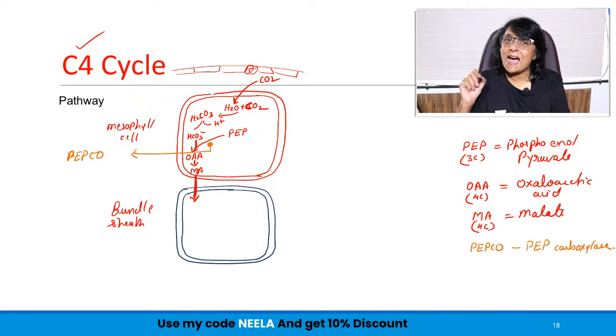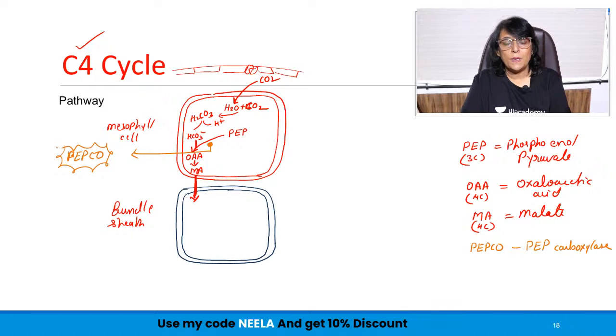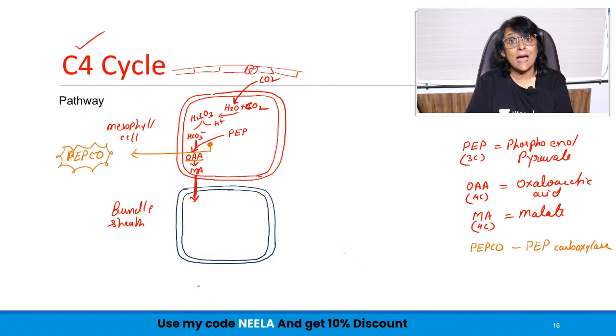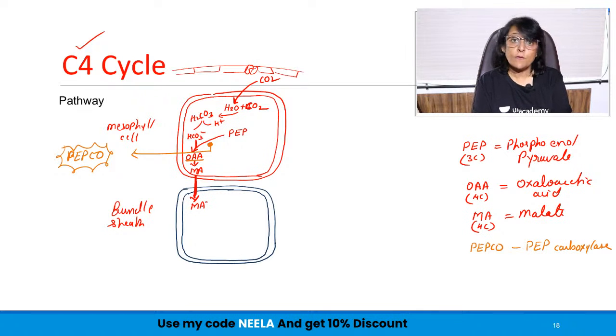Now where is this carbon dioxide accepted, or where is carboxylation taking place? Carboxylation is taking place in the mesophyll cells in presence of an enzyme called PEP carboxylase, and the compound which was formed is oxaloacetic acid, the 4-carbon compound, and now it gets converted into another 4-carbon compound, that is malic acid, and now malic acid can diffuse from mesophyll to bundle sheath. So here is malic acid. It is a 4-carbon compound.